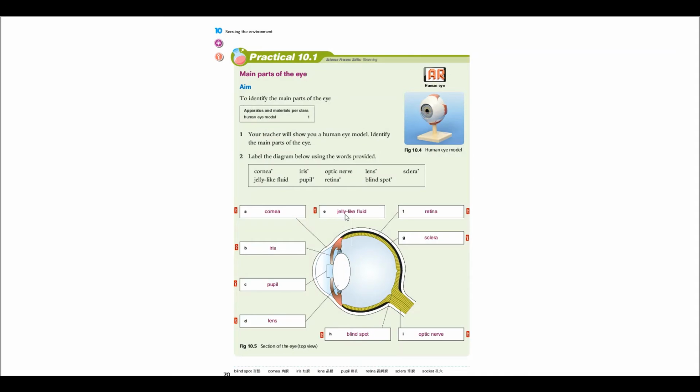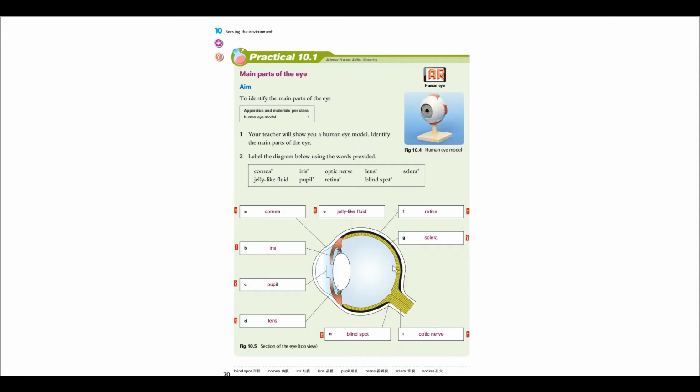Then the jelly-like fluid. The whole eyeball does not collapse because it has some space inside, and the space is filled with something called the jelly-like fluid. The retina is this green colored area here. The sclera is the outermost white layer, but not in the front. In the front it is called the cornea, and on the side it is called the sclera. And H is called the blind spot. The blind spot is the place where the optic nerve, which you can see here, leaves the eyeball.